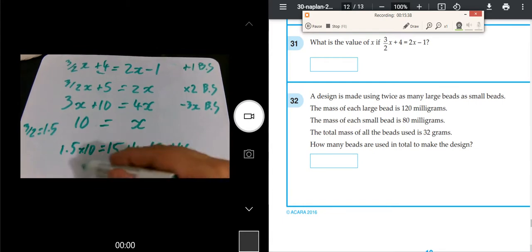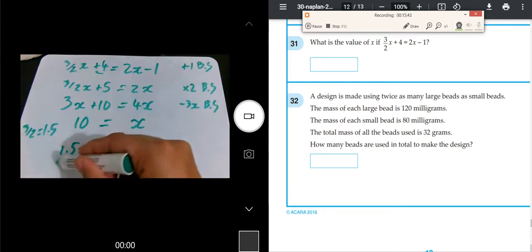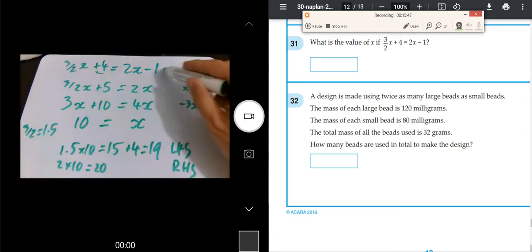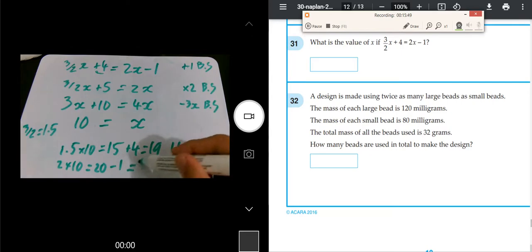When it comes to our right hand side, we've got 2x, so 2 times 10, which of course is 20, and it says minus 1 afterwards, which equals 19. 19 equals 19. Both sides add up. So yes, x equals 10 is the correct answer. So what is the value of x? Value of x is 10. Let me rub out the board.